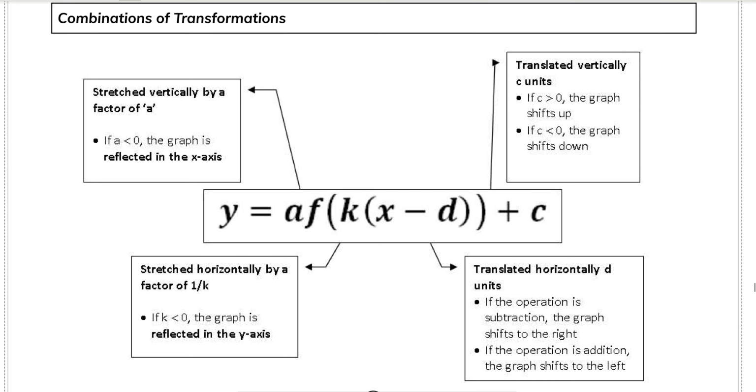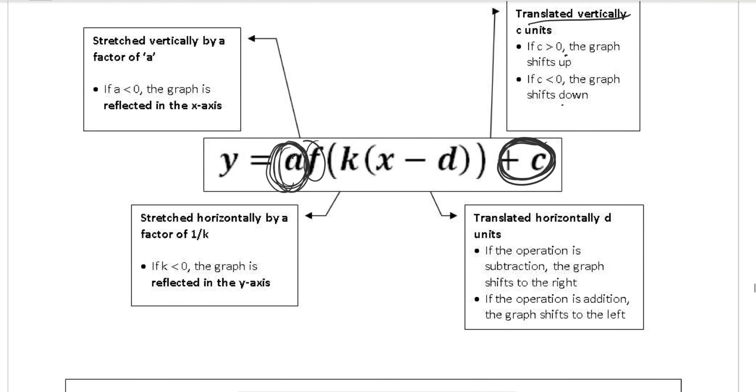Okay, so let's combine all of our transformations. So we studied vertical stretches represented by a. If a is a negative number, then we have a reflection in the x-axis. And this is a transformation that occurs outside the function, so this only affects the y values. The other transformation that affects the y values, because it's outside the function, is the c value. That's the vertical translation. Positive is going up, negative is going down.